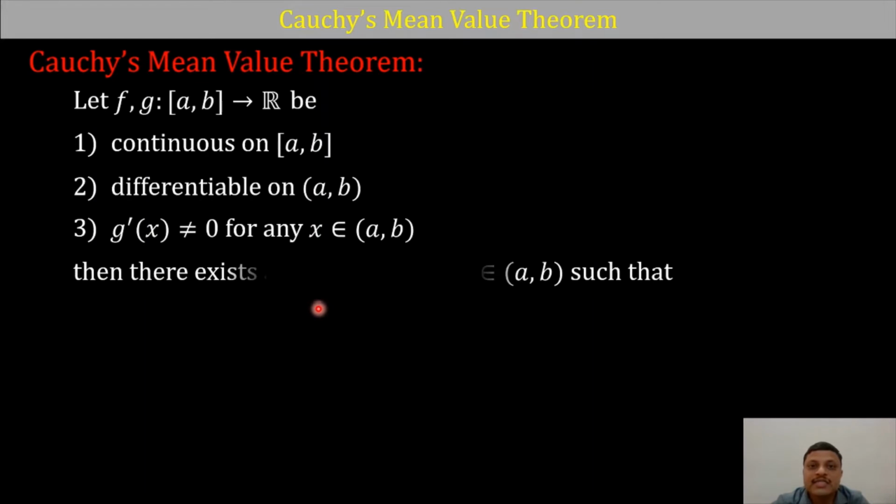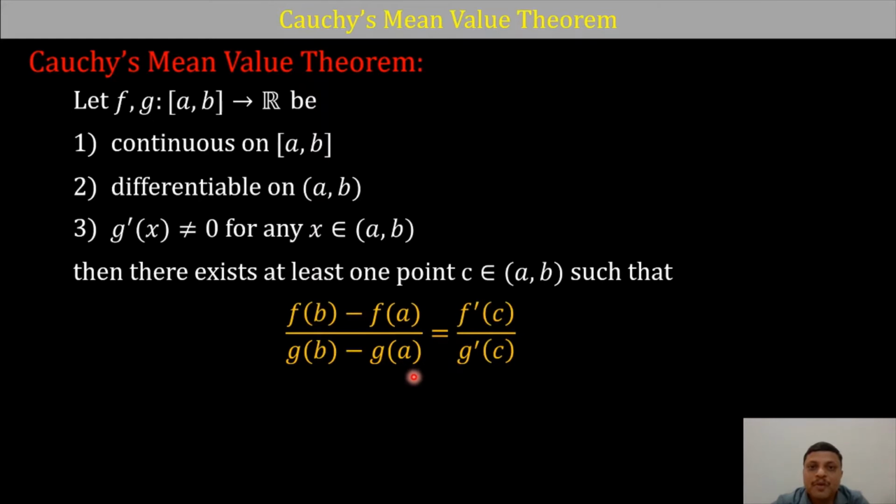Then there exists at least one point c belongs to the open interval (a, b) such that f of b minus f of a divided by g of b minus g of a is equal to f dash of c upon g dash of c. Means what? The ratio of mean rates of increase of these two functions in an interval is equal to the ratio of their actual rates at some point in the given finite interval. So this is the algebraic interpretation of CMVT.